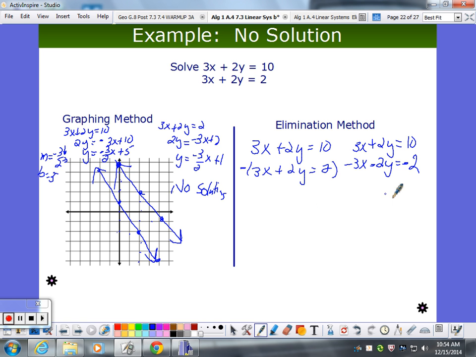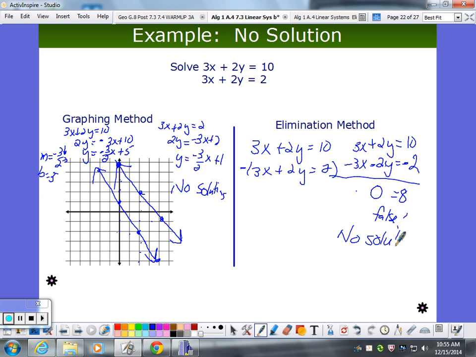Okay, so let's see. I add. Oh, look what's happening. That's 0. And so is that. Everything's 0. And I get 10 minus 2 is 8. Really? 0 equals 8? What? So what's happening? No solution. Look, the x's and the y's are gone, and you're left with nonsense. This is a false statement, right? That can't happen. No solution.